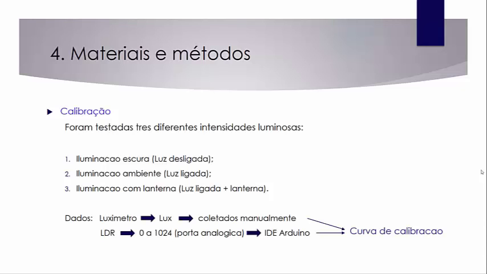The values measured by the light meter in lux were collected manually, while the input values provided by the LDR from 0 to 1024 were collected through the analog port A0 and automatically read through the Arduino. Both data were used to build the sensor calibration curve.